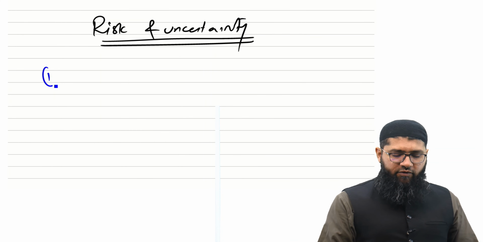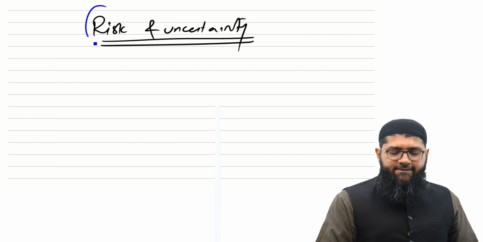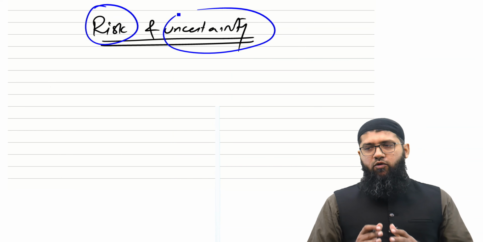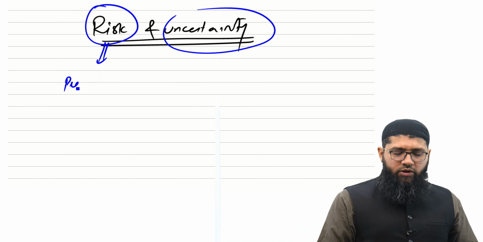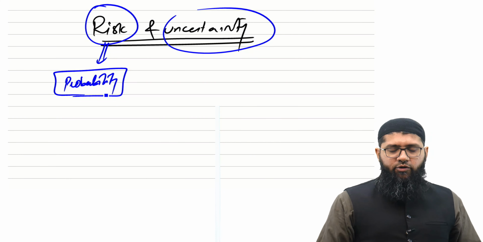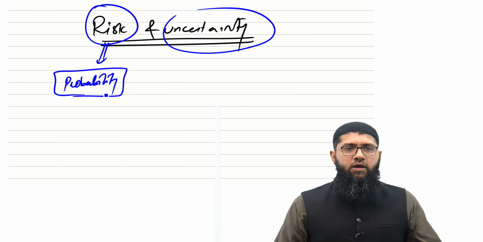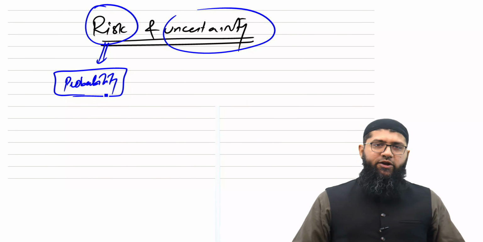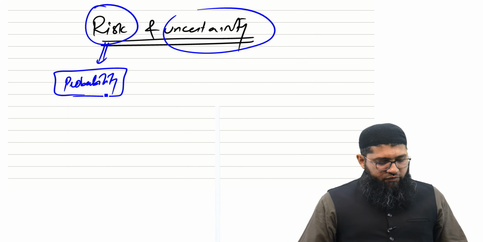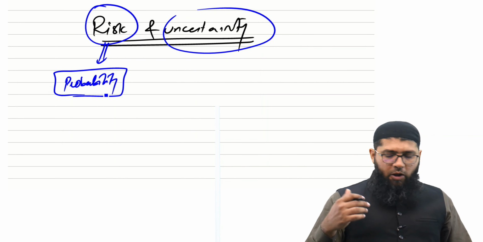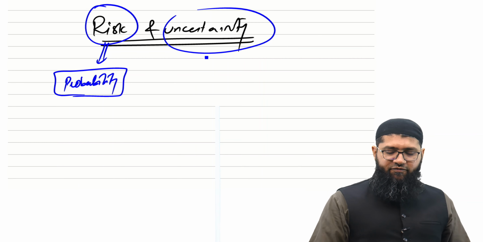One of them is, first of all, let's talk about the difference between what a risk is and what an uncertainty is. Simply, when you can assign a probability to an outcome, this is going to be considered as risk. You face a risk when you can assign a probability to an outcome.